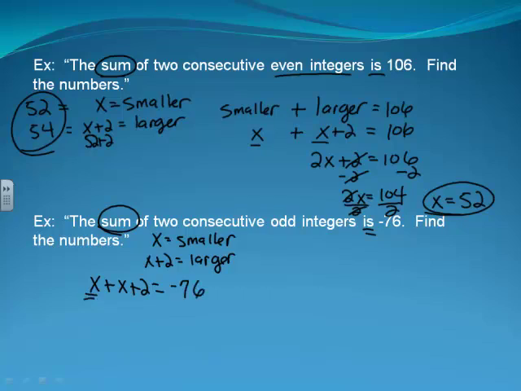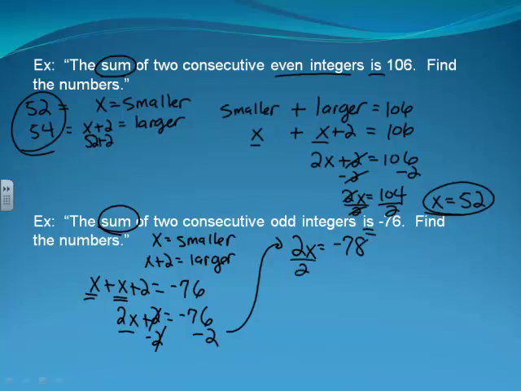Solve the equation. Combine like terms on the same side as the equal sign. 1x plus 1x is 2x plus 2 equals 76. Trying to solve for x, so let's subtract 2 from both sides. Now we've got 2x on our left-hand side. That's equal to 76 minus 2, which is 74. Divide both sides by 2. And x is equal to 74 divided by 2.